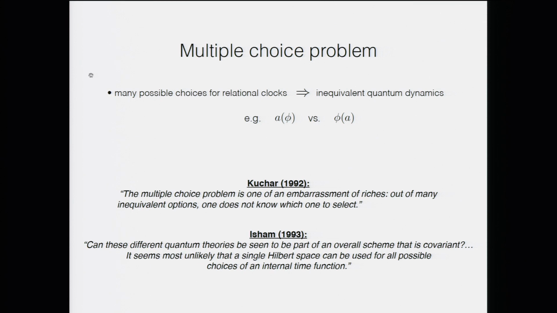And then Chris Isham, in his review, raised the question whether all these different quantum theories relative to different internal clock choices could be seen as part of an overall scheme that is covariant. He also said that it's unlikely that a single Hilbert space could be used for all these different quantum dynamics. And indeed, what I confirm in this work is basically what Isham is saying. You can embed these different quantum dynamics in a quantum covariant scheme. And indeed, you need a lot of different Hilbert spaces to make sense out of this. But this will also thereby give a way of solving this multiple choice problem to an extent.